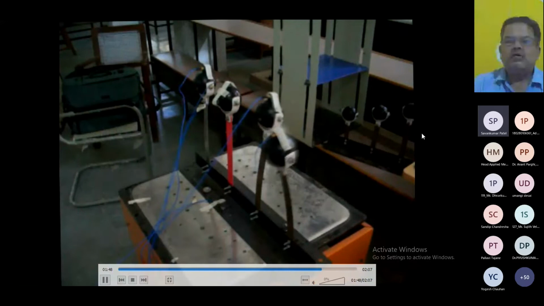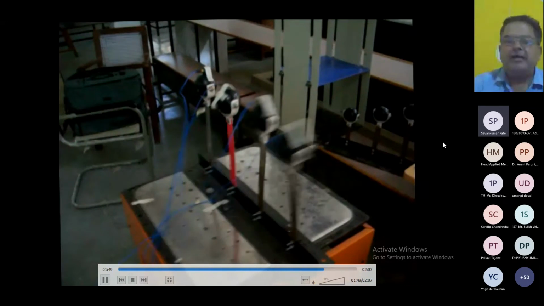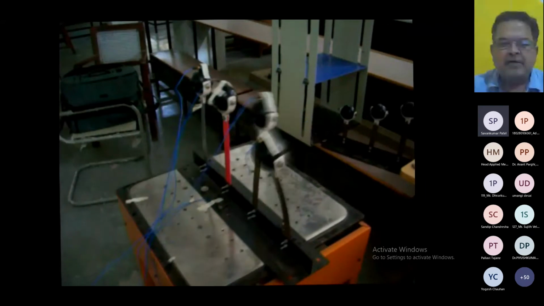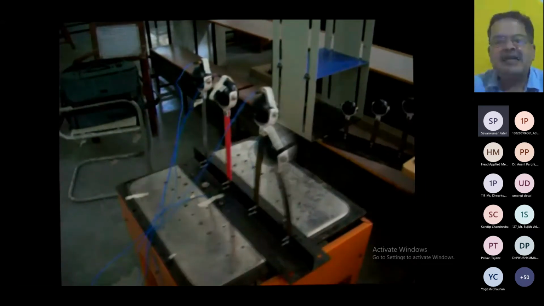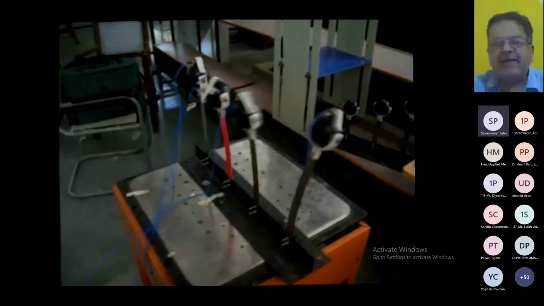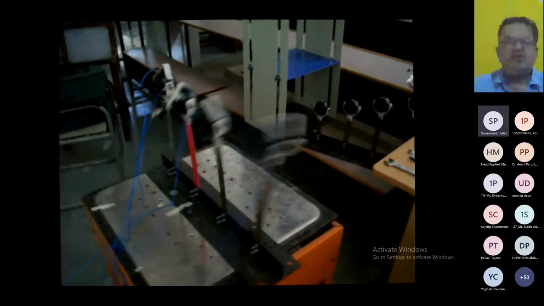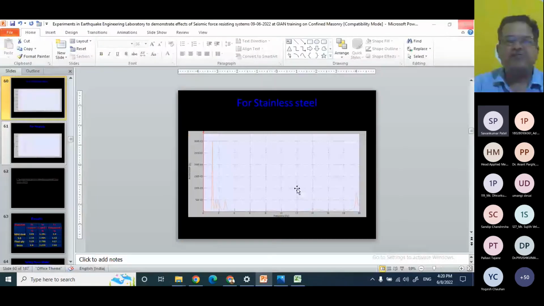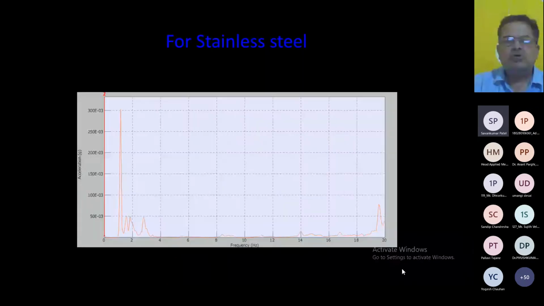So this is how we can understand the concepts of dynamics, right? Now if a student sees such things, then he will never forget this in his career, in his life, right? He will understand what resonance is. So resonance is perfectly explained through these models. Then we plot the curve of frequency versus acceleration, and we get the peak, which is the frequency of the model.